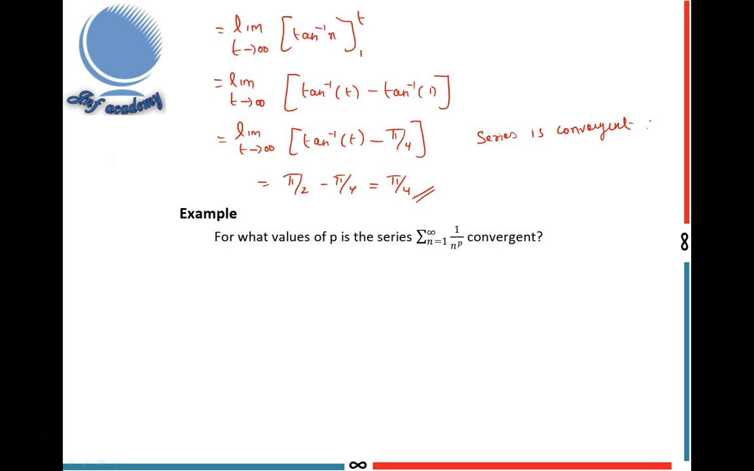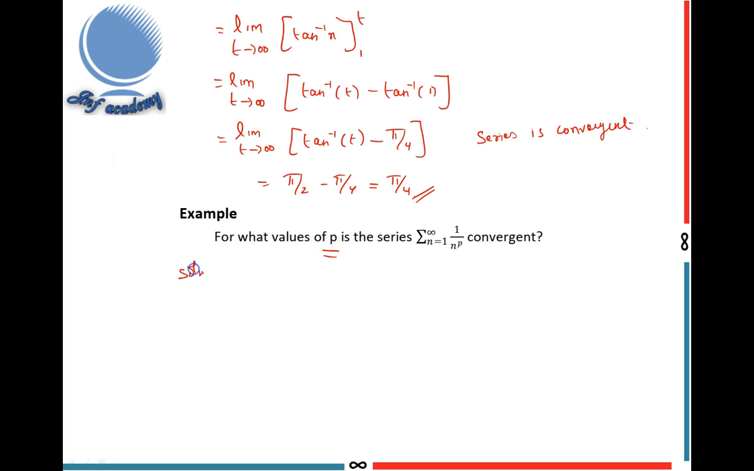It is a very important example: the P series. Using this example, you can say when the P series is convergent and when it is divergent. First, for what values of P is the series sigma 1 by n power P convergent? I analyze some cases of values of P.